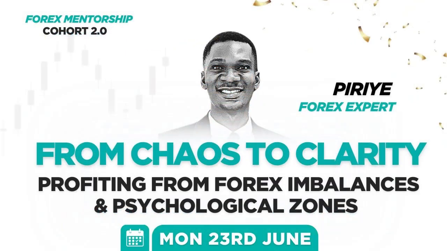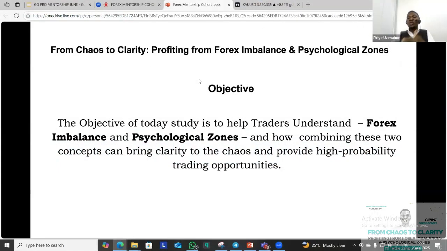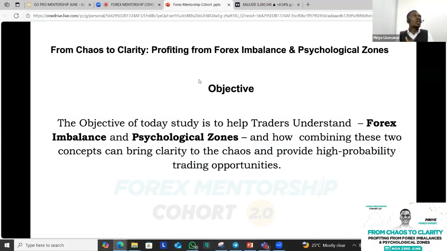So now, what is Forex imbalance? What are imbalances? What are psychological levels? How can we make money from them? How do we understand them, and how can we take advantage of them to put money in our hands? As the topic implies, from chaos to clarity: how to profit from the Forex imbalance and psychological key levels.